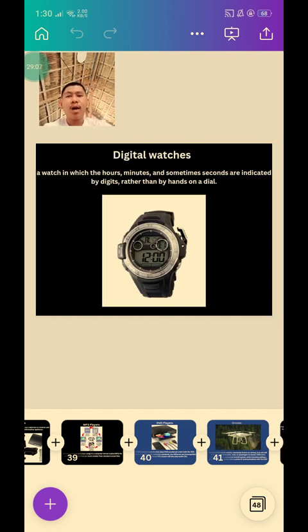Digital watches. A watch in which the hour, minutes, and sometimes seconds are indicated by digits rather than by hands on a dial. Kung hindi pa po kayo nakakita ng ganyan, siguro nakakita naman po kayo ng ganyang watch, di ba? Yan po, dyan po tinitingnan yung oras.